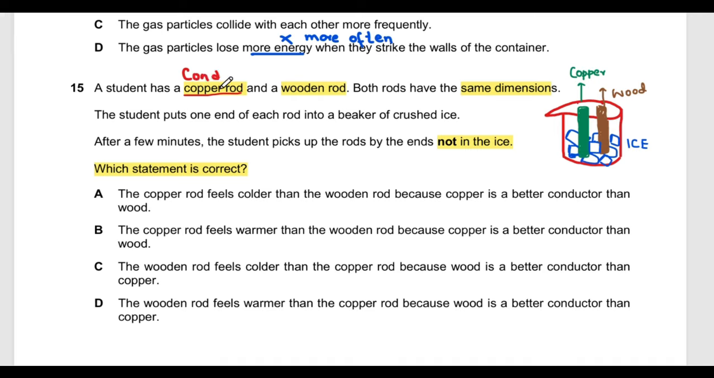The copper rod is a good conductor and a bad insulator, and a wooden rod is a bad conductor and a good insulator. So copper will conduct the cold to the end, so it would be cooler. Option A says the copper rod feels colder than the wooden rod because copper is a better conductor than wood. Yes, it is correct. Option A.